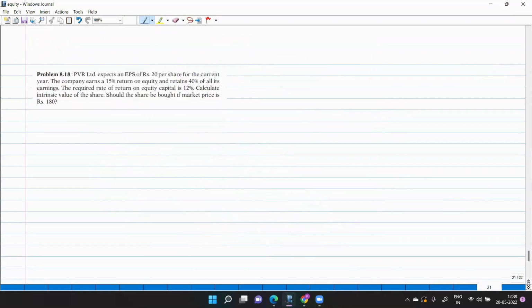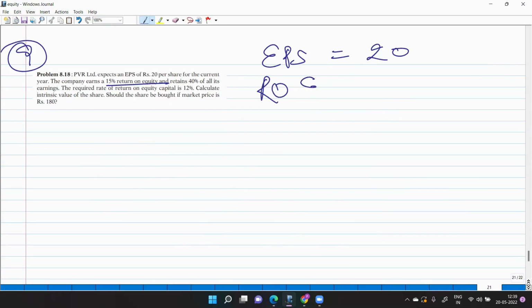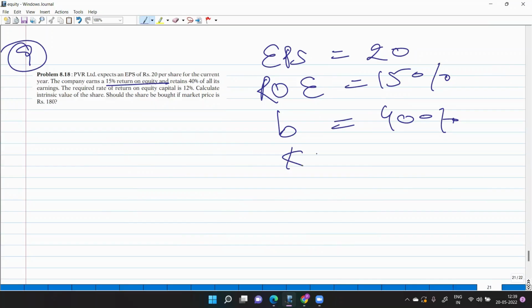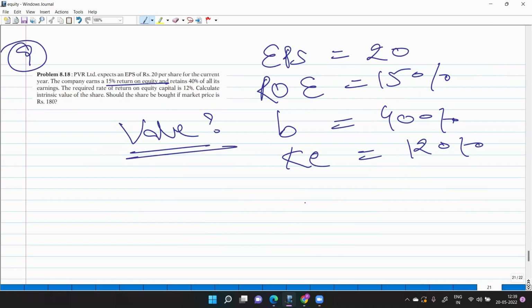Now, second last question for the day. PVR Limited expects कि मेरा EPS is 20 for the current year. The company earns return on equity ROE 15% and retains 40% of all its earnings. The required rate of return is 12%. I have to calculate the value. How will I calculate the value?